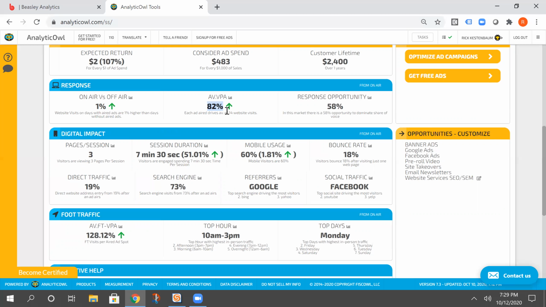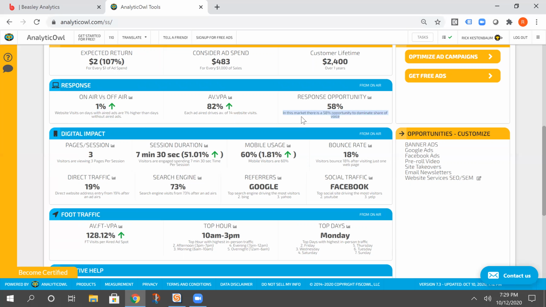We're seeing that the average VPA is up in this market, and results here, and we see in the notes, results in 14 website visits. Response opportunity of 58%. I'll also point out here that every data point here has a plain English definition underneath. So you don't have to worry, you don't have to be a data expert. It's very easy to do.